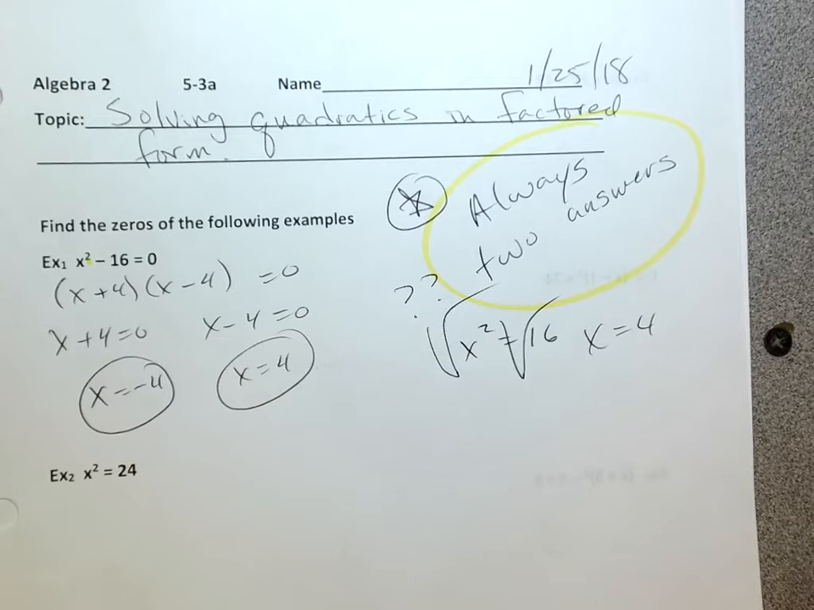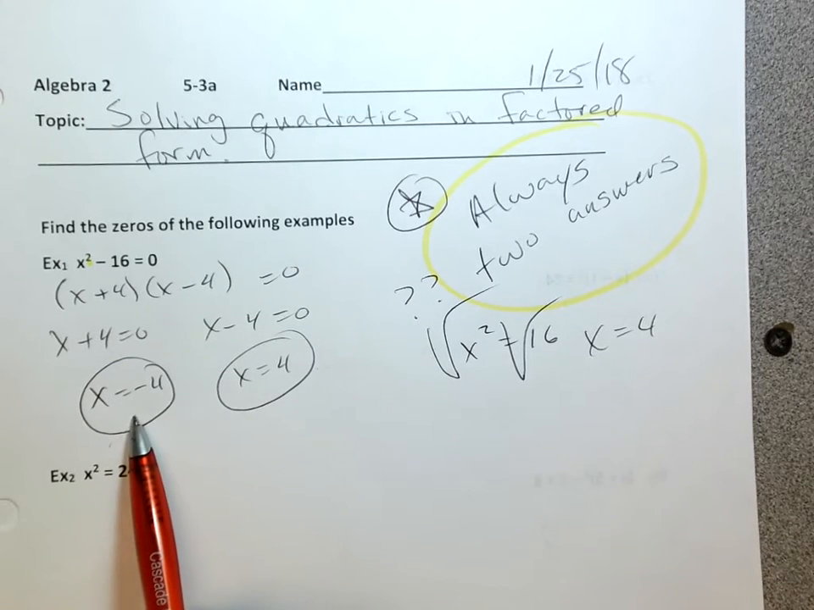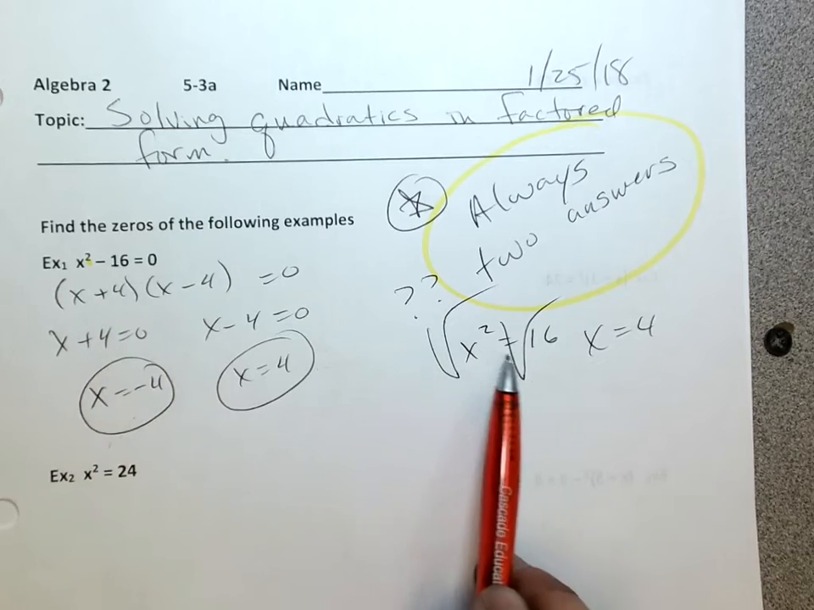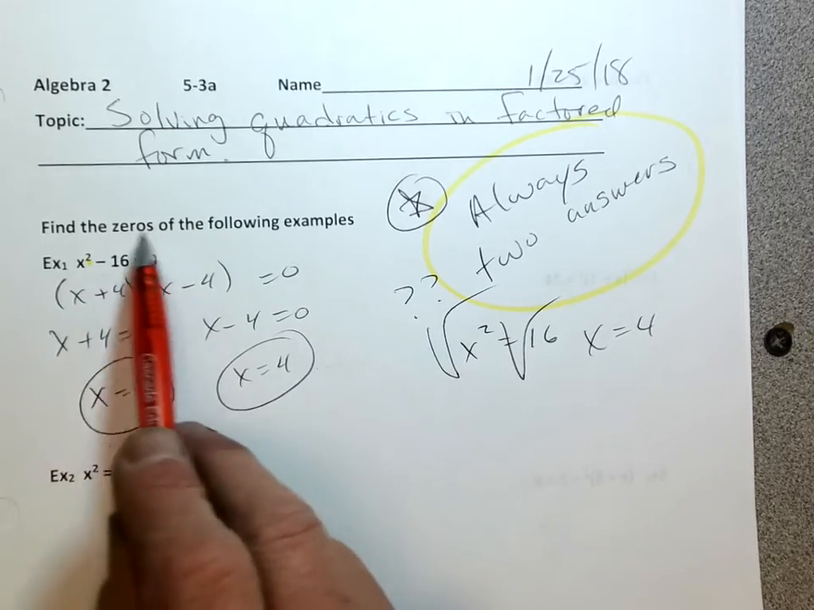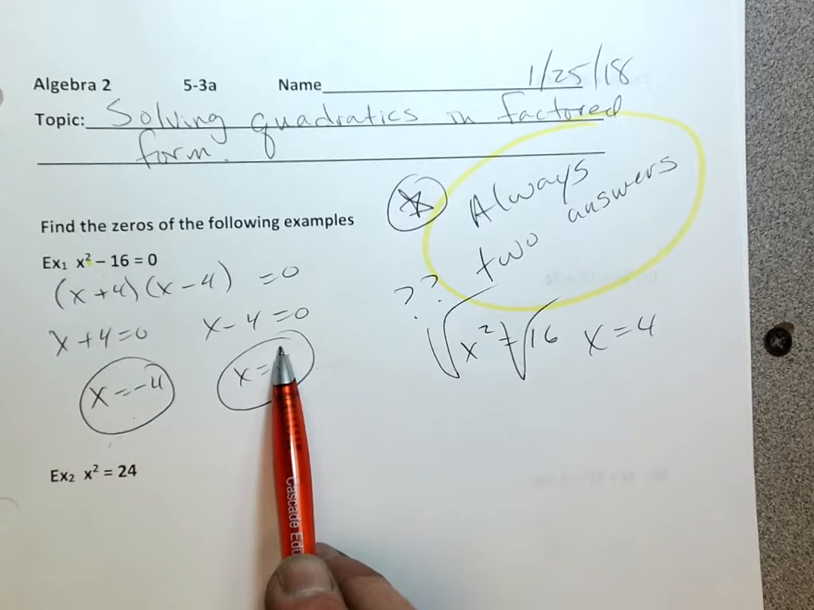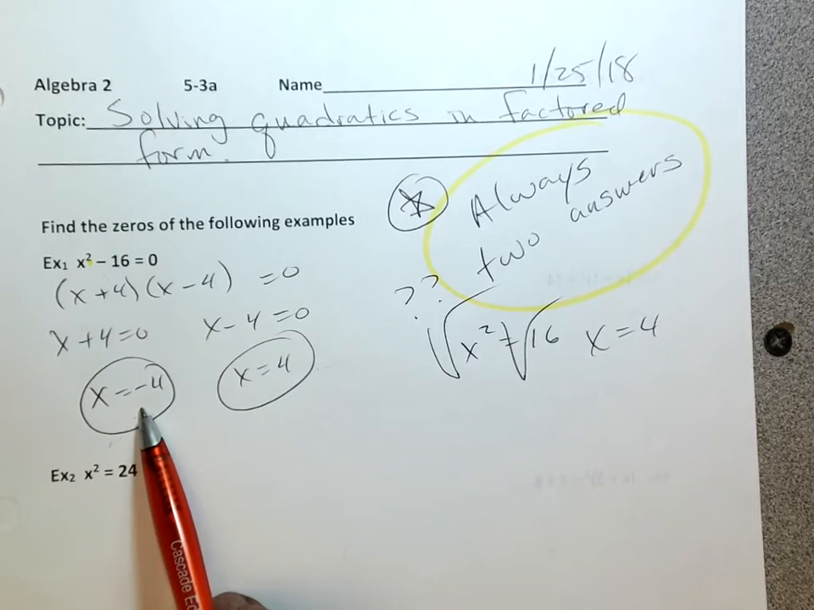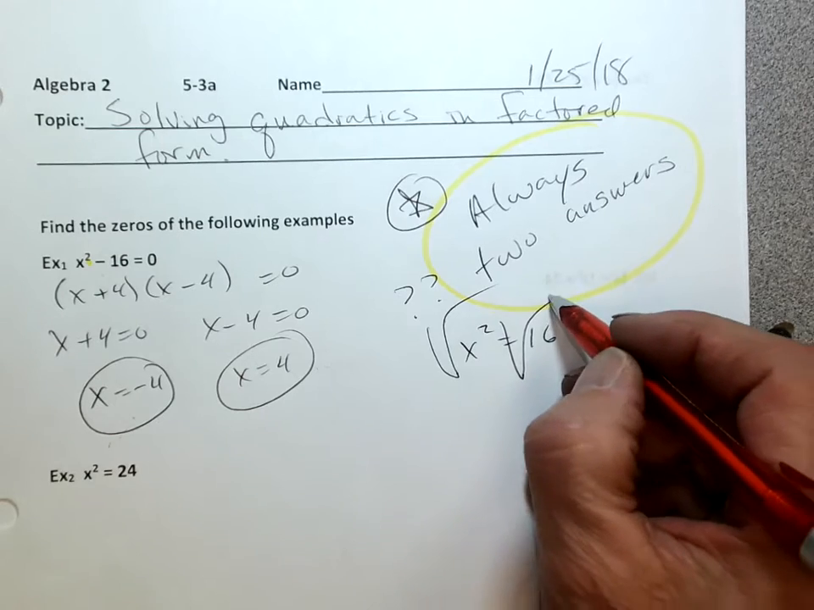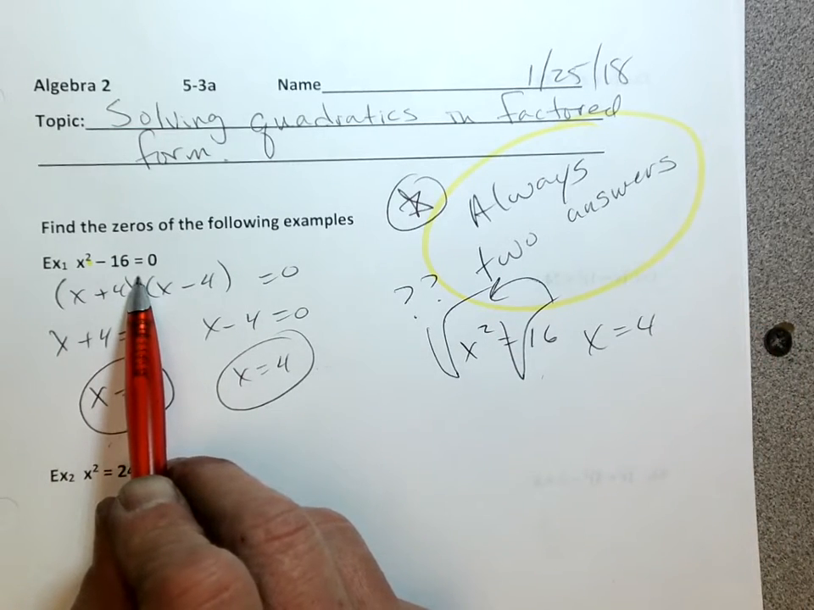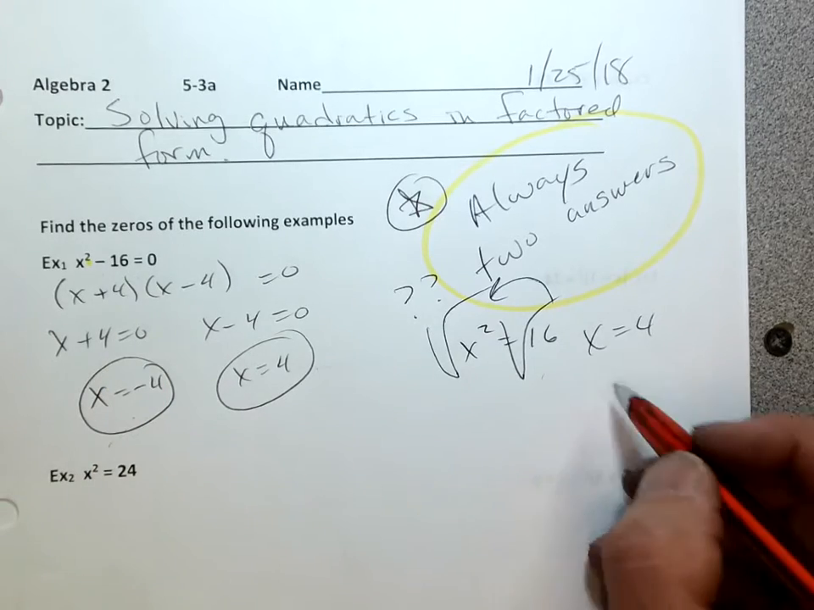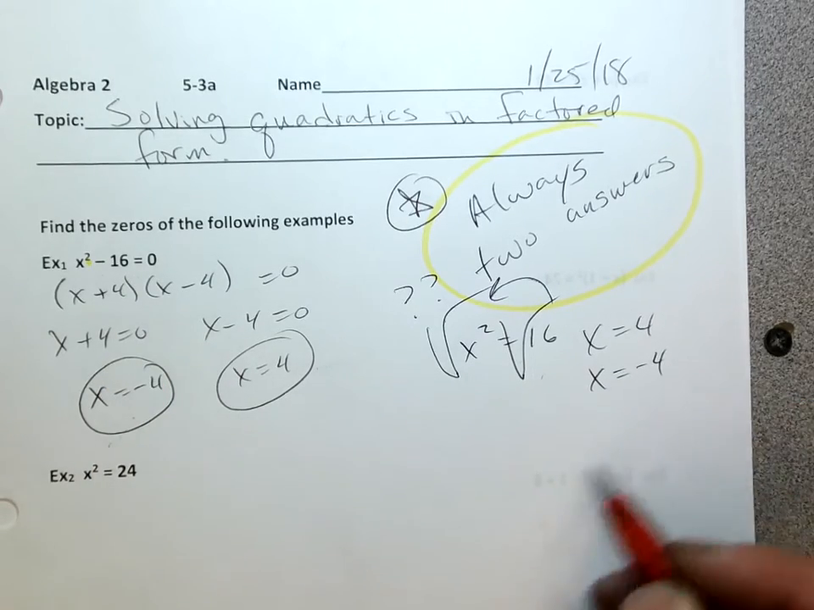Well, we already know what the other answer is. These are the same two questions. This one proves there's two answers, doesn't it? And it proves the negative 4. Because, Claire, if we brought the 16 back over, it would be this question right here, wouldn't it? Right? So we know x is also equal to negative 4, right?